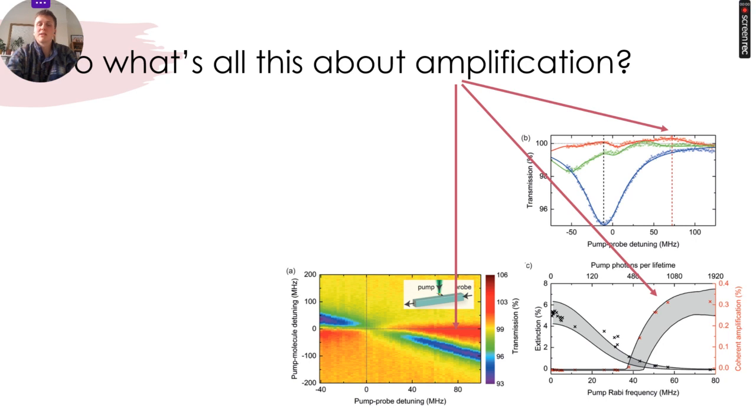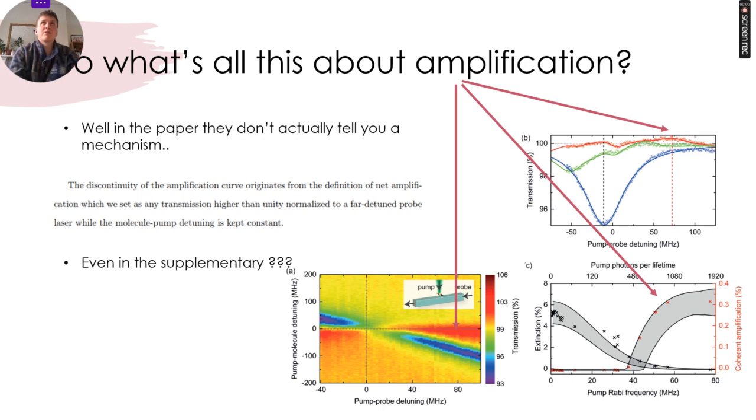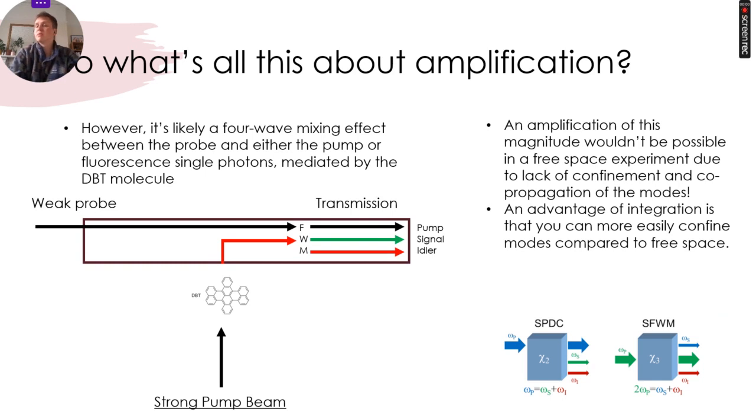And it's a bit weird. It seems like an unusual point of the paper, and you'd expect them to tell you why this is happening, but actually nowhere in the paper did they suggest a mechanism for this, even in the supplementary, which I had to read through. So talking to Alex, we looked at some other papers doing similar things, actually a free space experiment, and they also saw a little bit of amplification, not to the same amount, and they put it down to a four-wave mixing process facilitated by the presence of the DBT molecule. So you'll get four-wave mixing of your probe and your pump beam, facilitated by the DBT molecule, that will cause the creation of a signal and idler photon, just a normal four-wave mixing process. And these signal and idler photons will propagate down the waveguide.